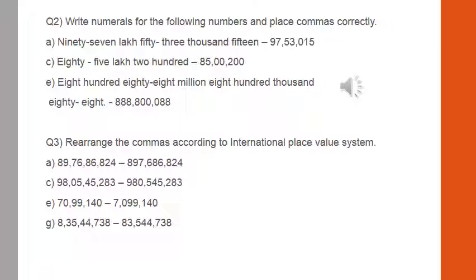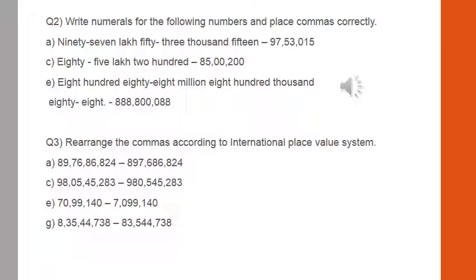So this is called 888,800,088. Now let's move to question 3. It is: rearrange the commas according to the international place value system. This is also simple. The number has been given according to the Indian place value system. We just need to convert it into the international place value system.